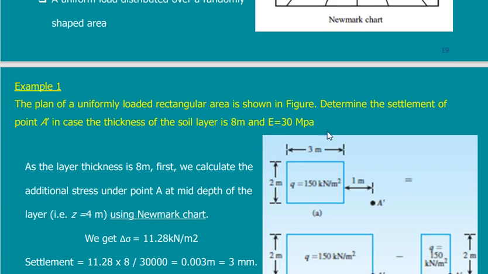Here is an example, a plan of a uniformly loaded rectangular area. So it is a rectangular area. Determine the settlement of point A in case the thickness of the soil layer is 8 meters. So he gave me the thickness of the layer, and he gave me the E of the soil, and he wants to calculate the settlement at a point A at this location.